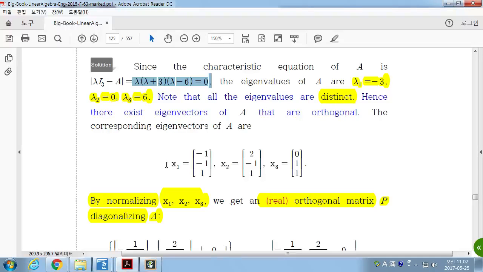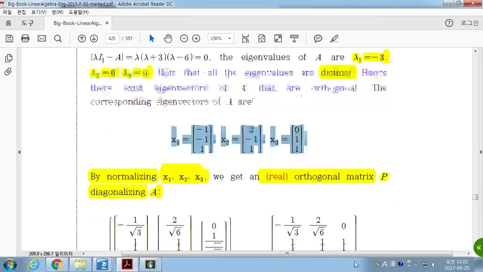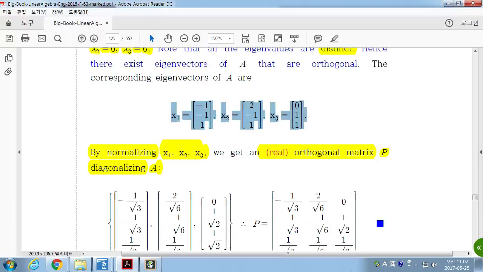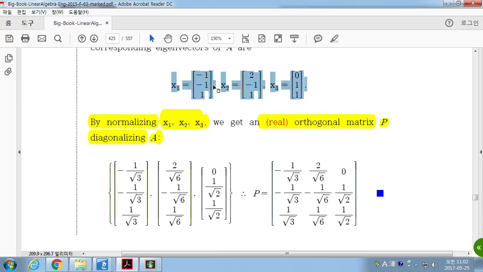Note that all the eigenvalues are distinct. So you will have 3 linearly independent eigenvectors. Okay? And also, since it's a symmetric matrix, these should be orthogonal already. If you have 3 linearly independent and orthogonal vectors, y1, y2, and y3, we need to have also normal vectors, g1, g2, g3. So you just normalize these to g1, g2, g3.